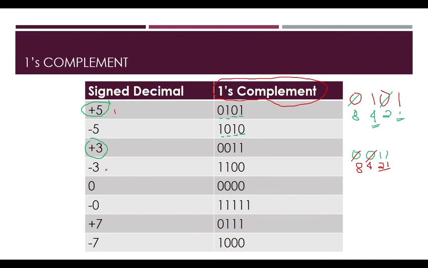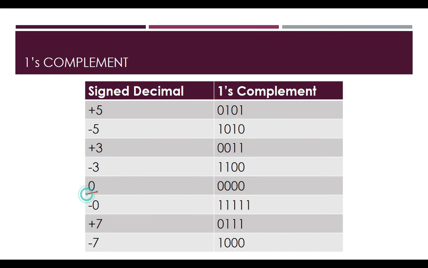For negative 3, all we have to do is invert each bit. So 1 becomes 0, 1 becomes 0, and all the 0s become 1. For 0, it can be written as 0000 in binary. But again, we have this negative version, because if we invert 0000 applying 1's complement, it will give us 1111, which means that our 0 has two different versions, a positive 0 and a negative 0, which in reality we don't have. That is why I will introduce you to the 2's complement, which is more accurate than 1's complement.